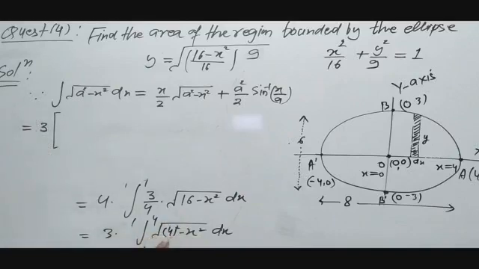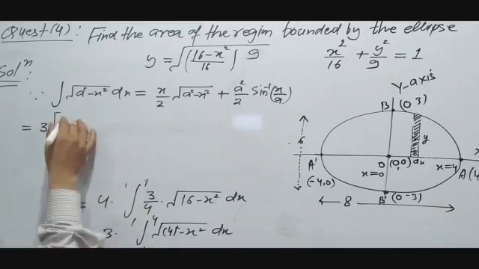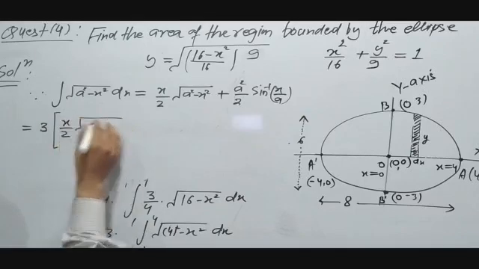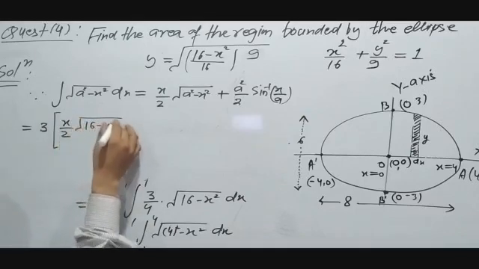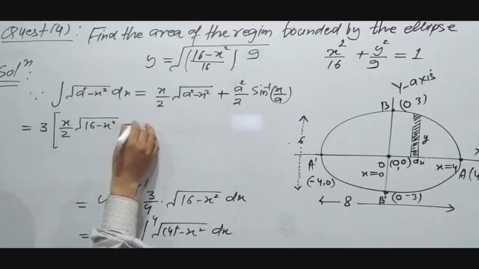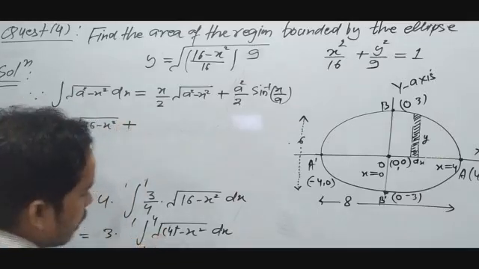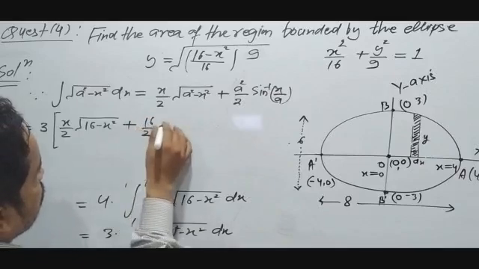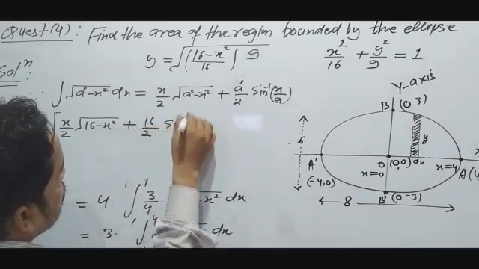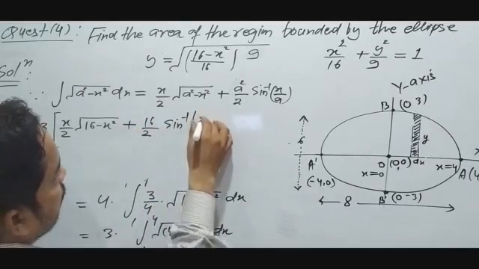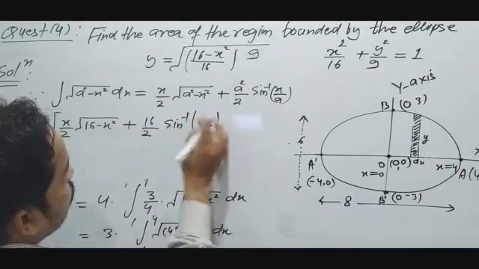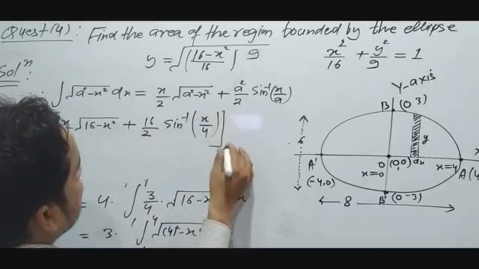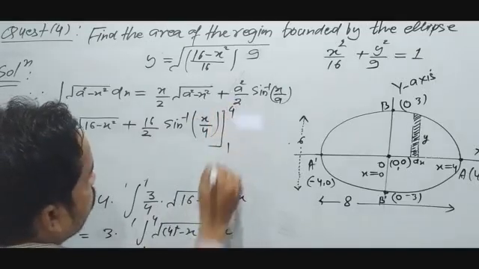and now x by 2 root over 16 minus x square plus a square, at the place of a square there is 16, so 16 by 2 into sine inverse x by a, which means the result is x by 4. And now with upper and lower limit, the upper limit is 4, the lower limit is 1.